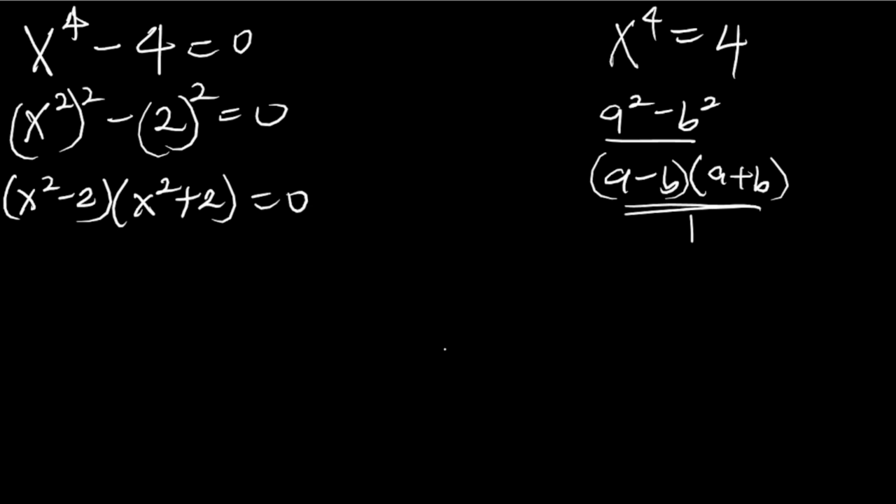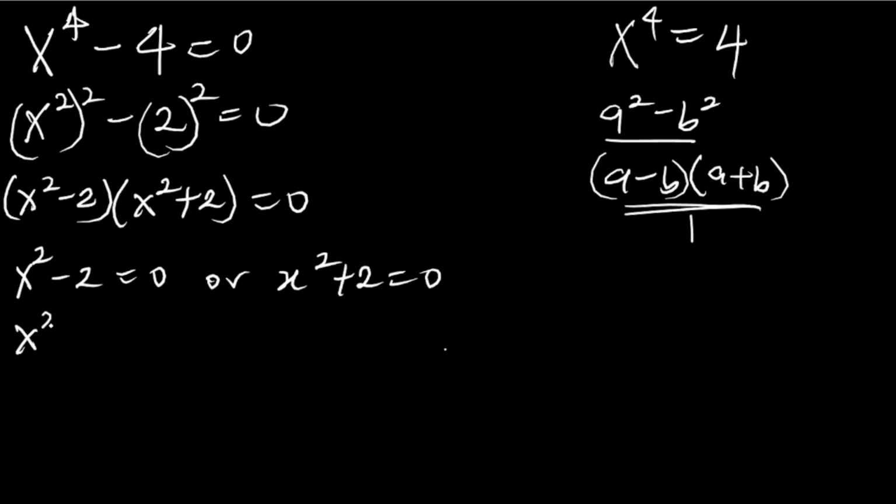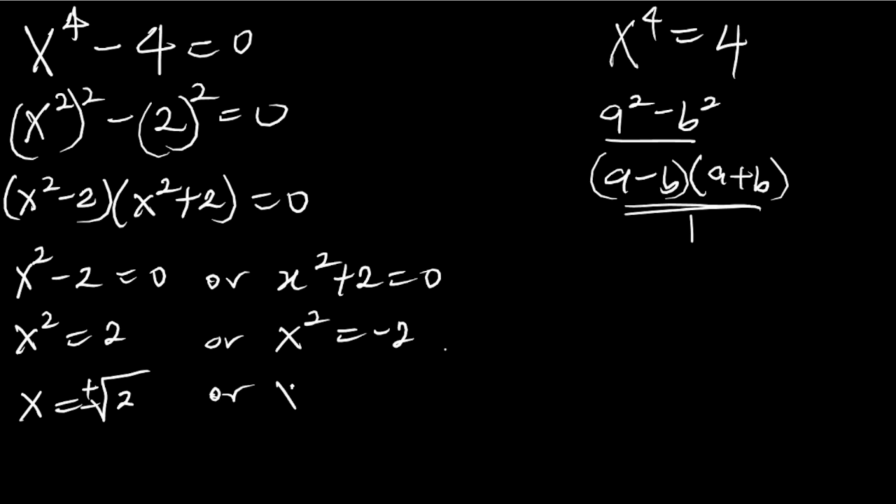Which can be x^2 minus 2 equal to 0, or x^2 plus 2 equal to 0. That is, x squared is equal to 2, or x squared is equal to minus 2. Now looking at this, I can take the square root of both sides, which gives x equal to plus or minus square root of 2, or x equal to plus or minus square root of minus 2.